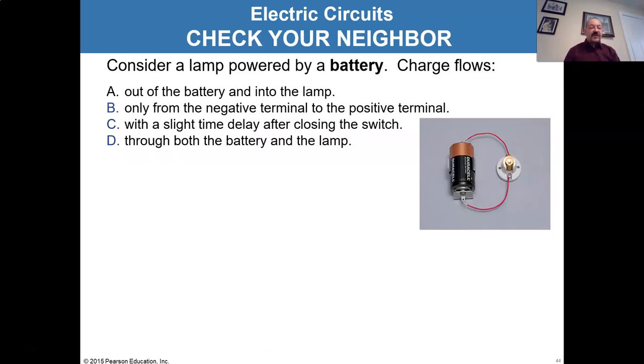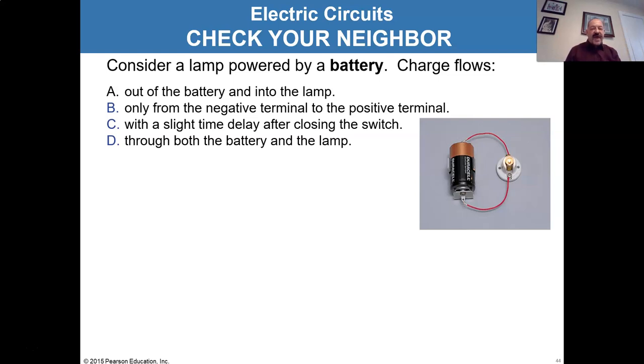All right, consider a lamp powered by a battery. So the battery, we know, is direct current. It's always making the current go around in one direction. In this case, it's in series, it's a single loop, and you're charging up a single battery.